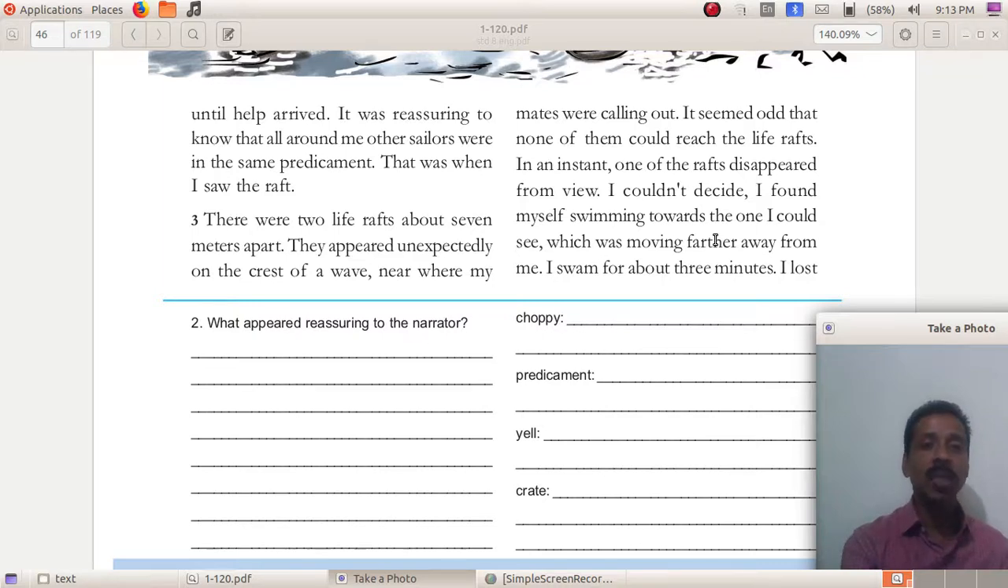It was reassuring to know that all around me other sailors were in the same predicament, the same condition. He was very sure that all his friends also were in the same condition, quite helpless. That was when I saw the raft. So while he was holding on to the crate, he could see two life rafts.